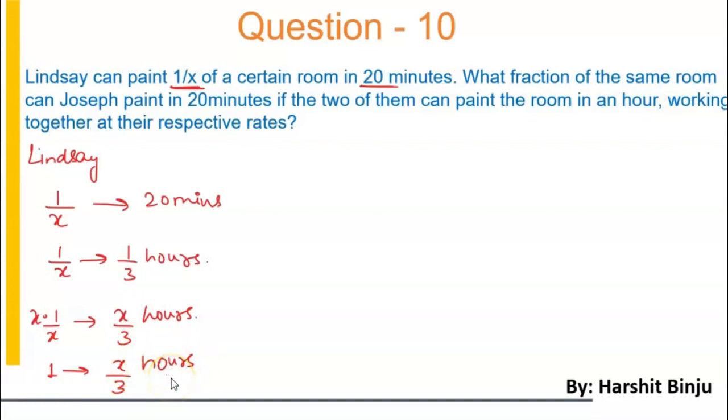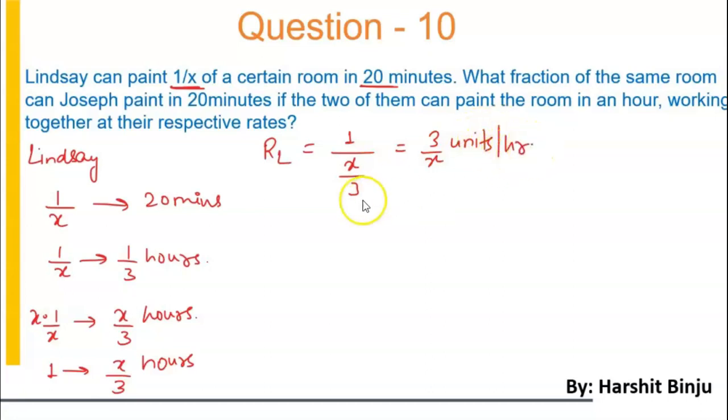What fraction of the same room can Joseph paint in 20 minutes if the two of them can paint the room in an hour? So let's do one thing. Now Lindsay can paint the entire room in x by 3 hours. So we can say that the rate at which Lindsay is working is basically equal to 1 total work divided by the time, and that is equal to 3 by x units per hour.